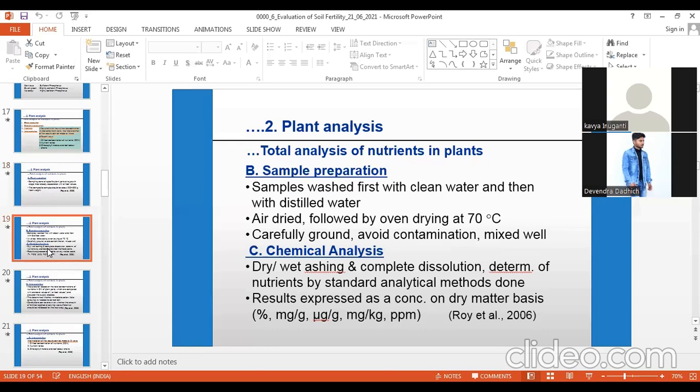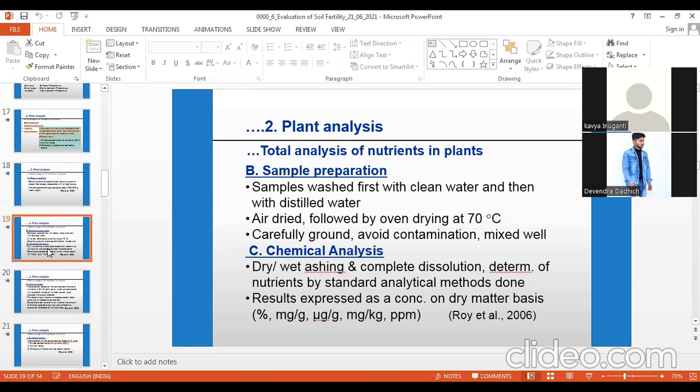Sample preparation. Sample preparation is your kind of processing. So samples are at first washed with clean water and then with distilled water. There are a number of options; I will discuss in practical class how to process the plant samples. But here it is mentioned that you clean first with the normal water and then with the distilled water, because plant surfaces may contain a lot of dust and other undesirable particles. So they are required to be cleaned because those dust particles may contain certain nutrients.